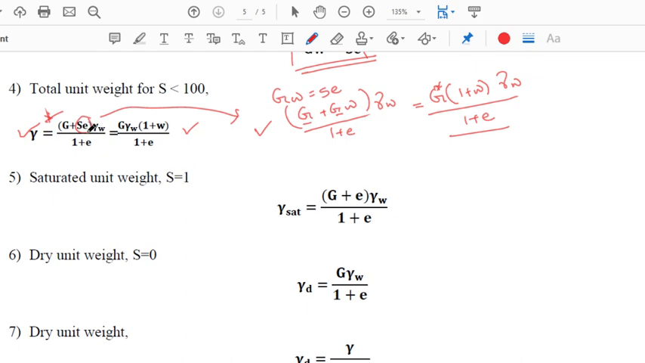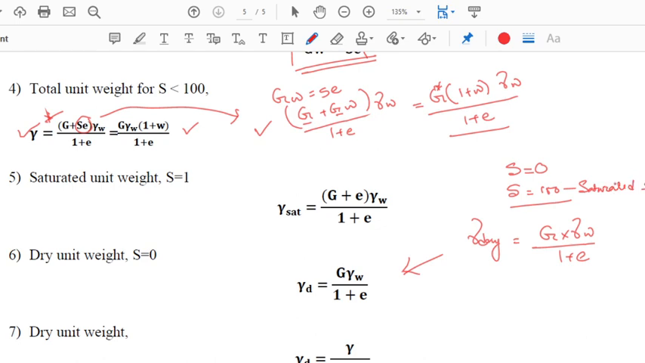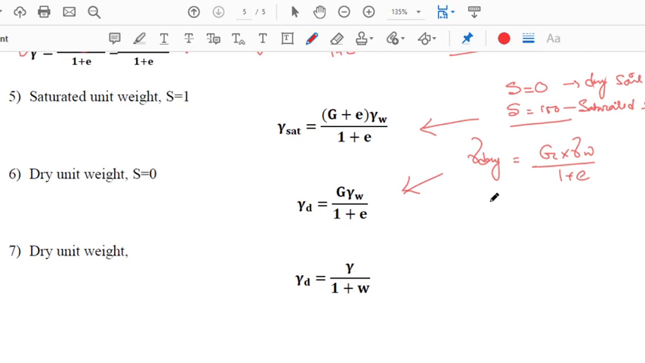From here we will come to other equations. For example, if I consider the soil as dry soil, S is equal to 0, and wet, fully saturated soil has S equal to 100 percent. In case of dry soil, S becomes 0, so gamma dry will come out to be G into gamma W by 1 plus e, because the term S e will not be there. Since S is 0, 0 into e becomes 0. Now if S is equal to 100 percent, or 1, that means this is saturated soil. Putting the value of S as 1, S e becomes e, so it is G plus e by 1 plus e into gamma W. This is when S is 100 percent, or we can say the value is 1.